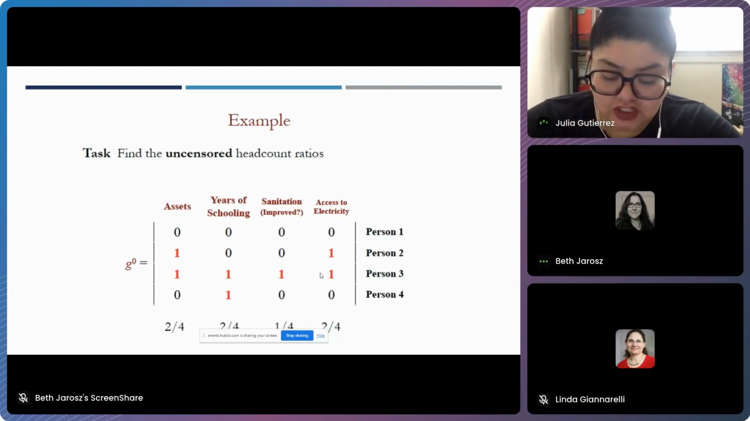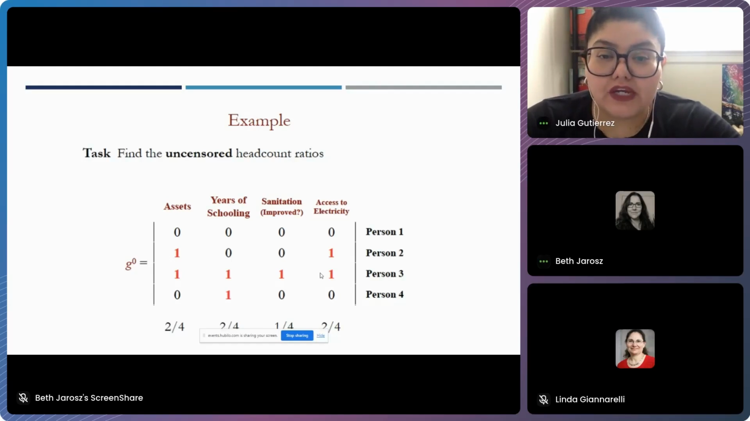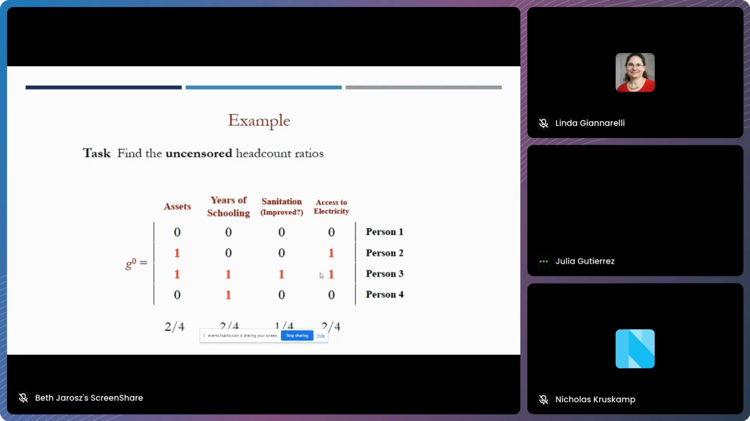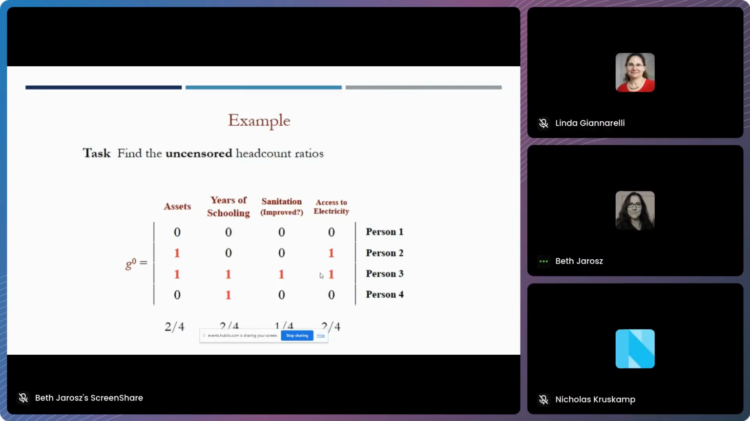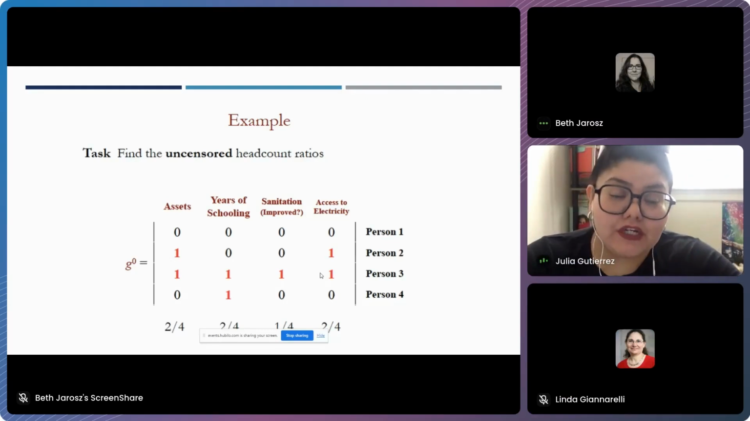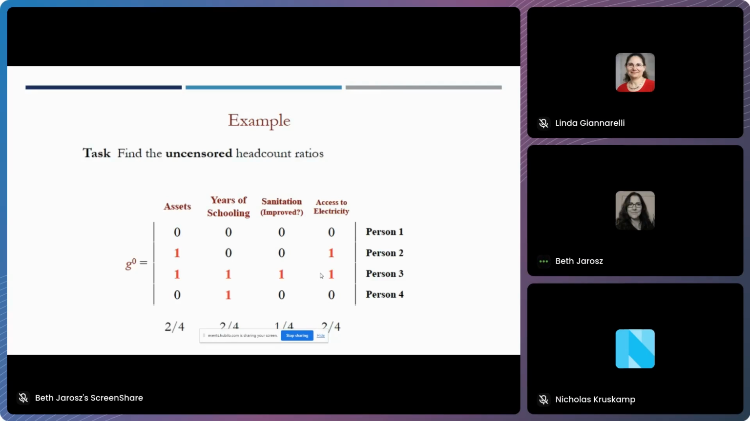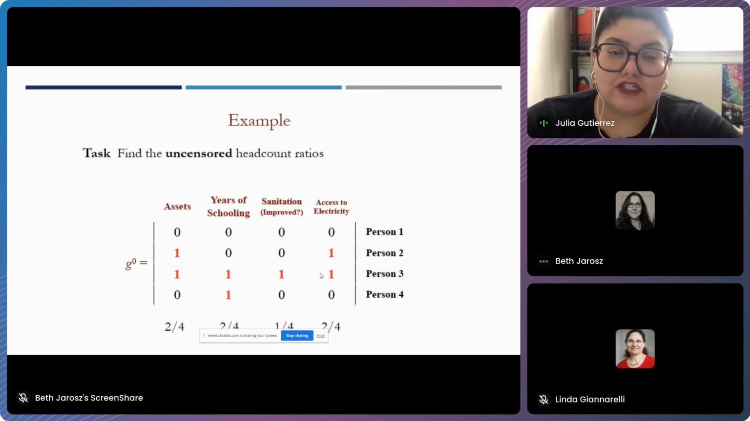So here, generally looking at the uncensored headcount ratio, if we imagine a society with only 4 people, right? The ones highlighted in red mean that this person, so person number 2, is deprived in assets, right? And person number 3 is deprived in assets, meaning they might not own a home, and in years of schooling, right? There's a minimum years of schooling. The sanitation in their home does not meet the accurate measurement of what is appropriate sanitation for someone's well-being. And then access to electricity, right? There's no access to electricity. So we can see that person 3 is deprived in 1, 2, 3, 4 dimensions, right?